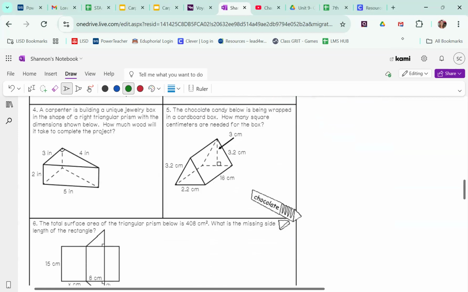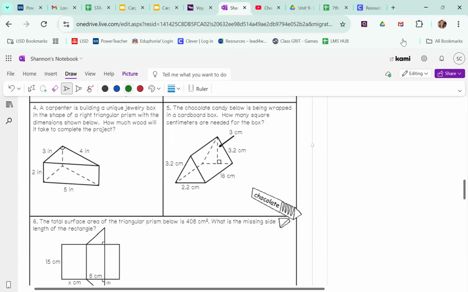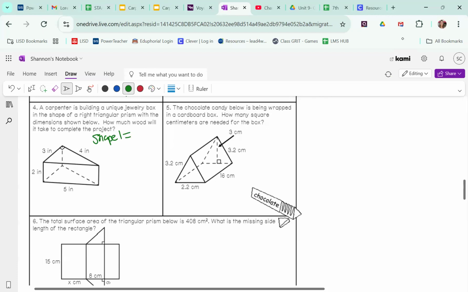All right, number 4. A carpenter is building a unique jewelry box in the shape of a right triangular prism with the dimensions shown below. How much wood would it take to complete the project? So shape 1, we get 5 times 2, which equals 10.